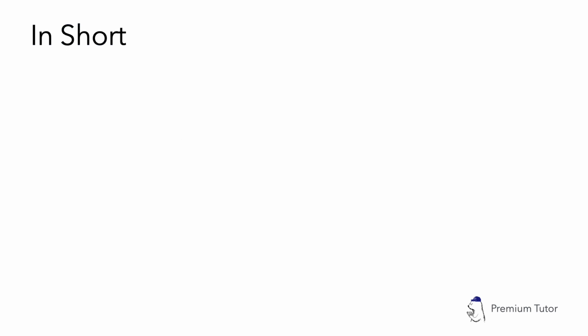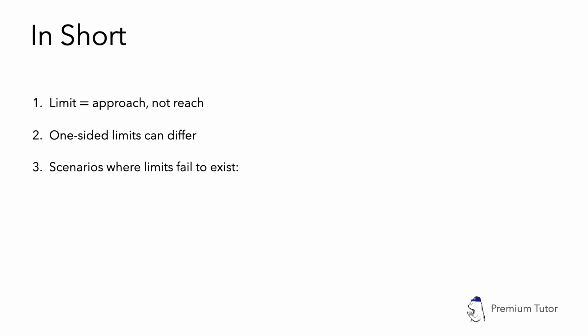Alright, let's take a moment to sum everything up. A limit is all about approach, not arrival. We care less about the exact value and more about what happens as we get close to it. Sometimes both sides of the graph approach the same value, but sometimes they don't. And when they don't, the limit doesn't exist. That can happen in 3 different ways.